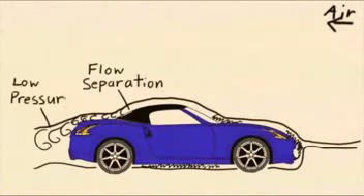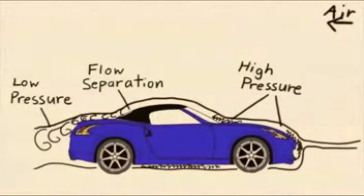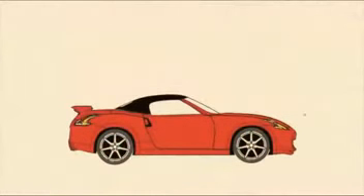The flow in the back is an area of low pressure, while the shaded regions on the front and bottom of the car represent areas of high pressure. The pressure difference between the front and back creates drag, and the pressure difference between the top and bottom creates lift. Now let's look at the car with the spoiler.